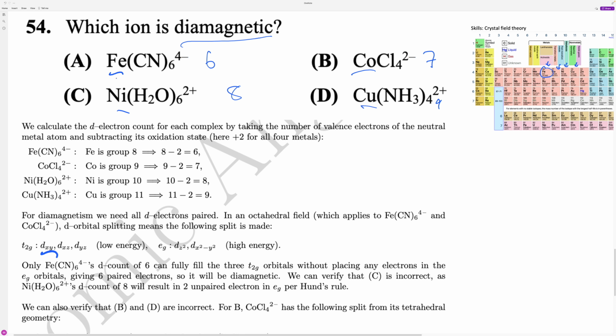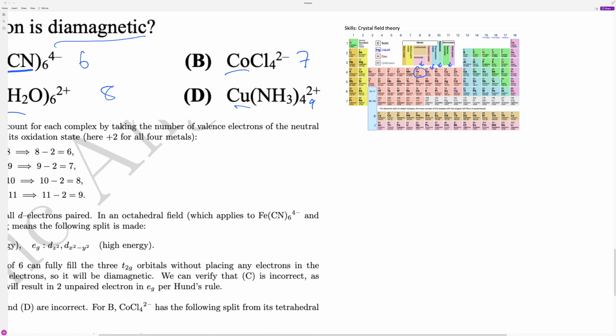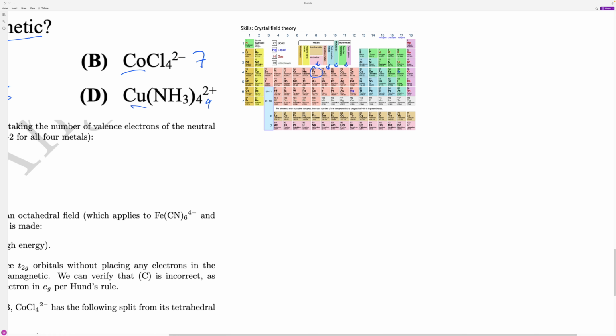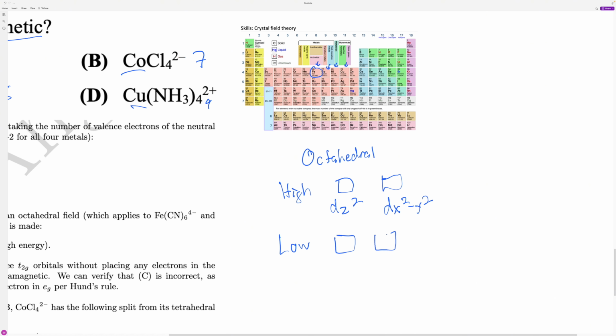So we can see right off the bat that A and C are going to have an octahedral geometry. So we can draw out the split for octahedral. Octahedral is going to have two orbitals be high energy. That's going to be dz squared and dx squared minus y squared. Again, you don't need to know that notation. You just need to know the number of high energy and low energy orbitals from the splitting caused by the ligands. So for low energy, we have these.